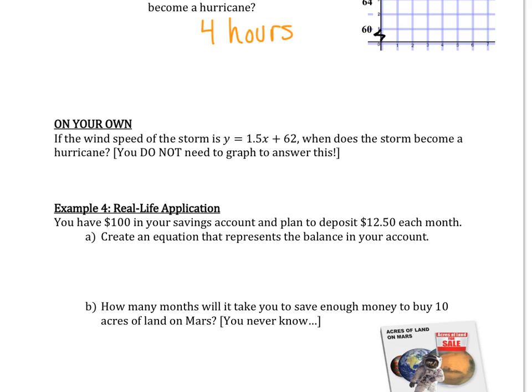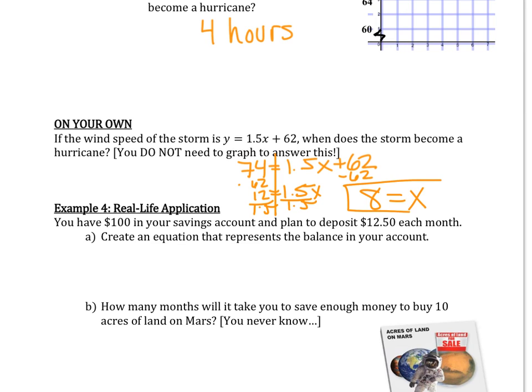So in this case, again, it takes 74 miles per hour in order for a storm to become a hurricane. I'm going to plug in my 74 for my y, and then I'm going to leave the rest of the equation alone because I'm trying to solve for my x. After I've correctly plugged in my 74, it just turns into a 2-step equation. First, subtract 62 from both sides. So we end up with 12 is equal to 1.5x. And to finish up, we just divide both sides by 1.5. And 12 divided by 1.5 is going to leave us with x is equal to 8. In this case, it is 8 hours.